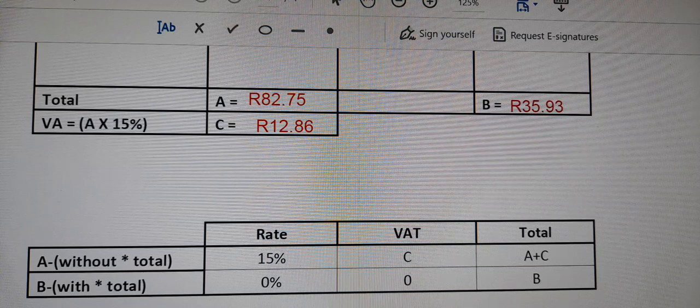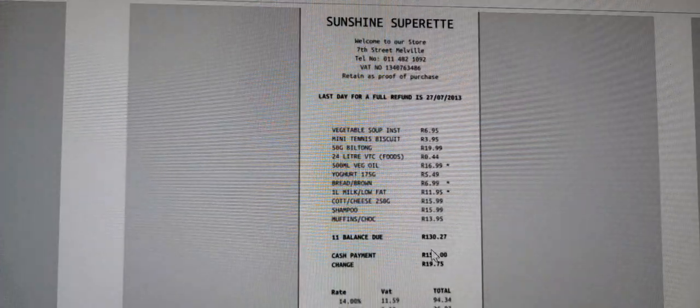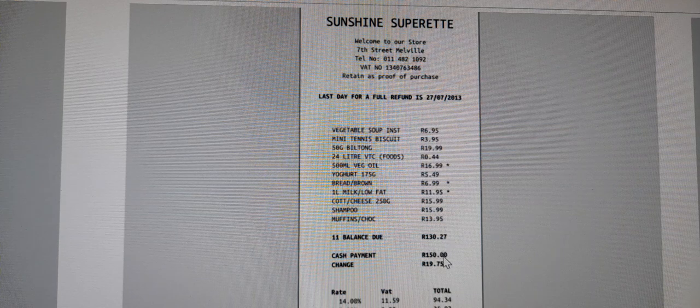131.54. Let's go and look in our slip. This must match exactly the slip. If there's something wrong, yes, there's something a little bit wrong. I think we've added incorrectly on the ones with the asterisk. It's a little bit more. So let's start and try and add the ones without asterisk and double check our answer.